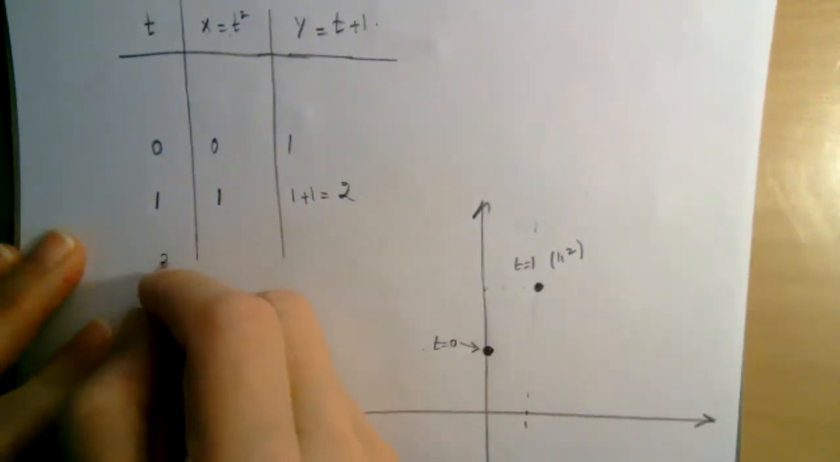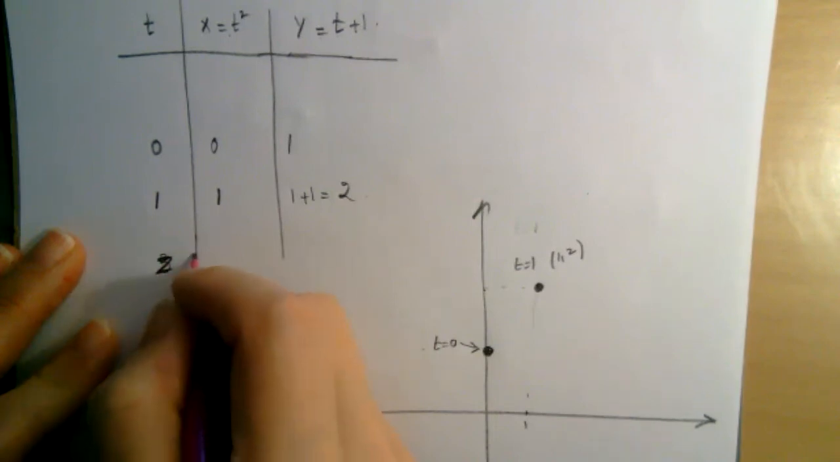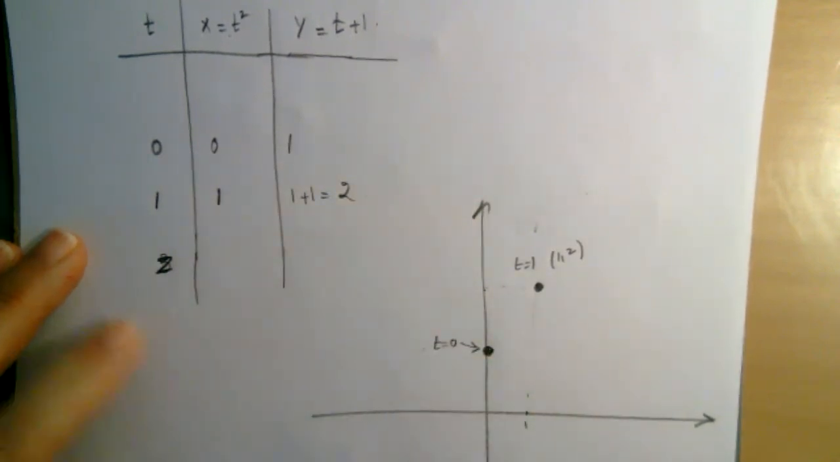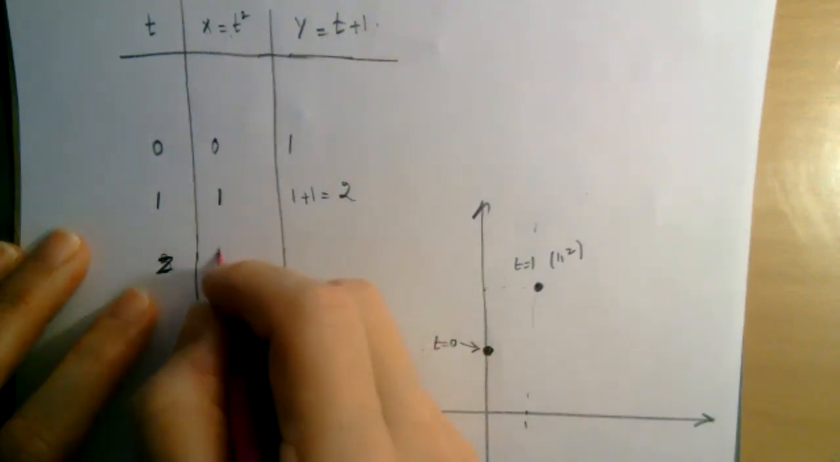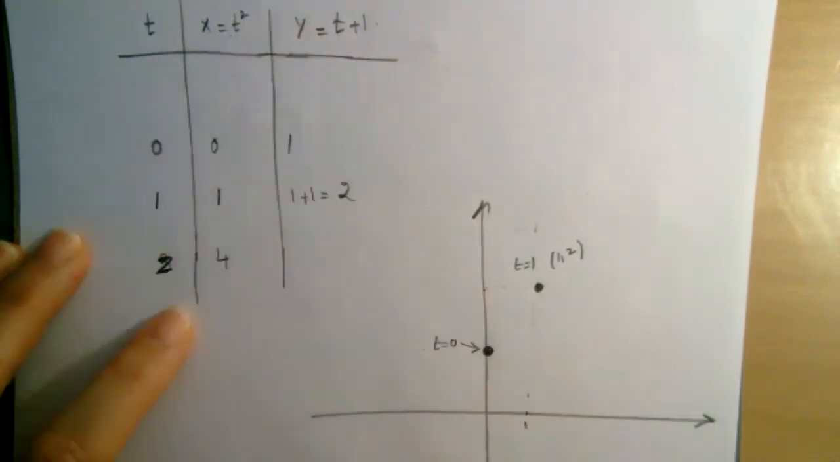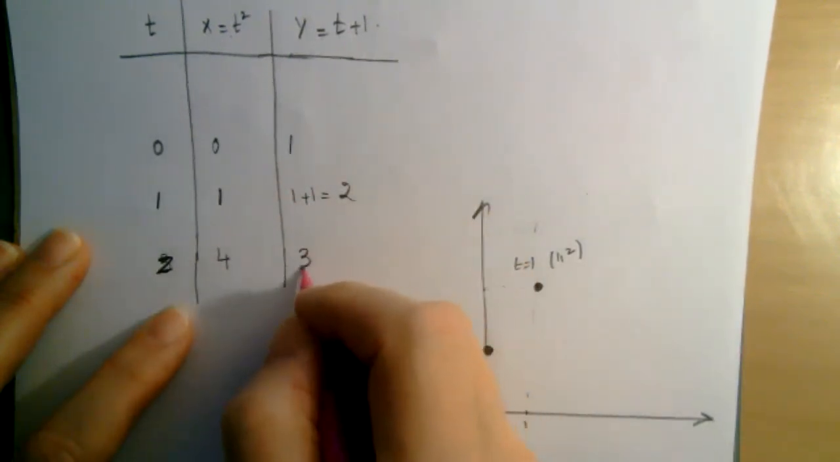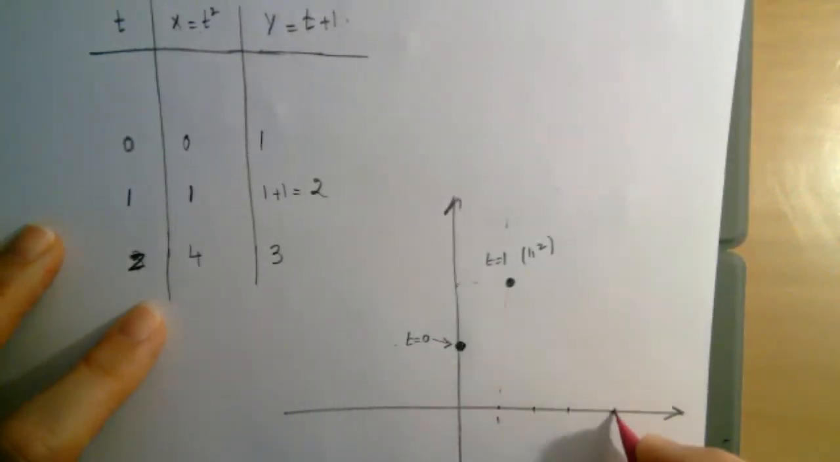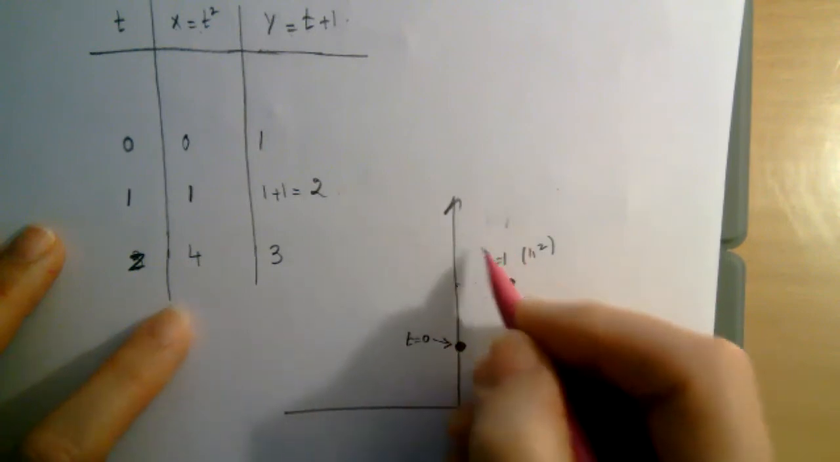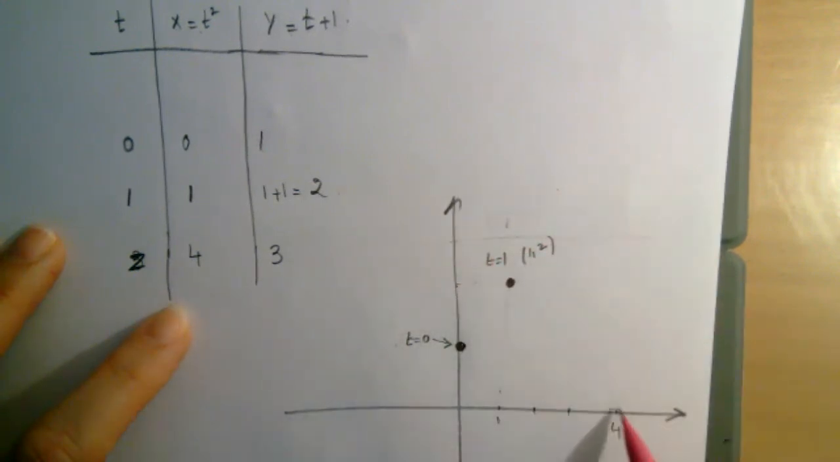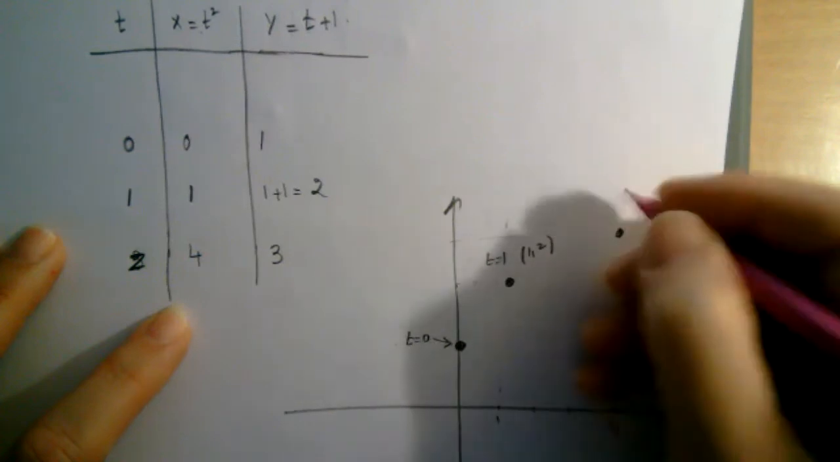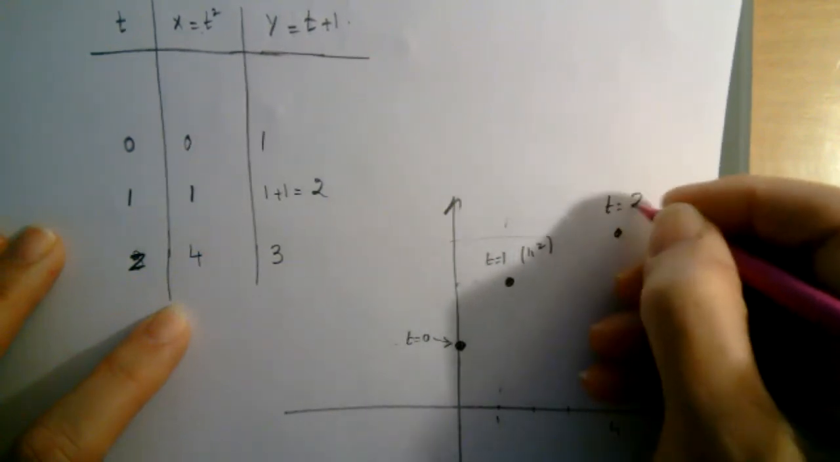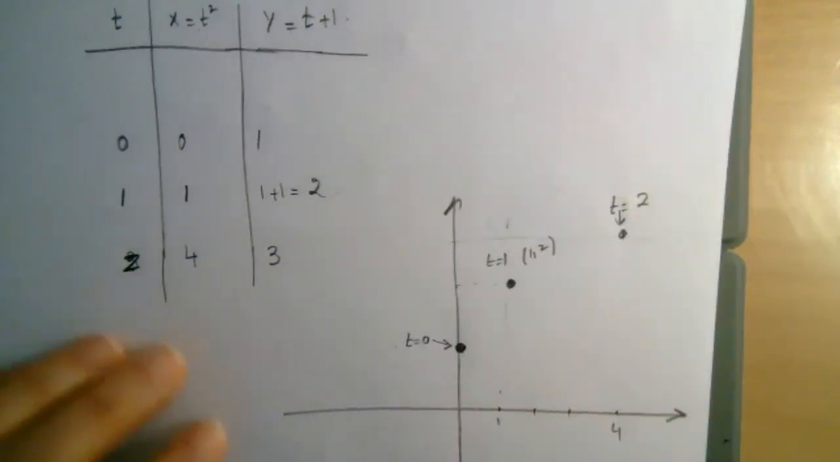Of course, you're not going to take every possible value. We just take a few values, just like when you sketch a function. At t equal to 2, my x is 4, because that's the x coordinate of the object, and my y is 3. So for t equal to 2, 1, 2, 3, 4, and this is a 3, which should be right there. So at t equal to 2, my object is right there.